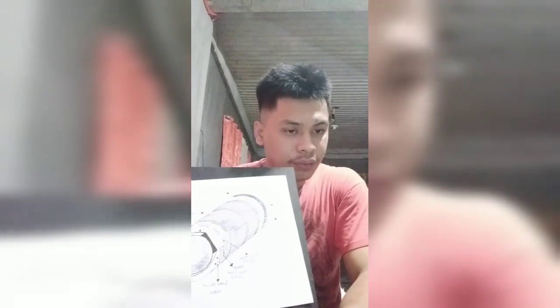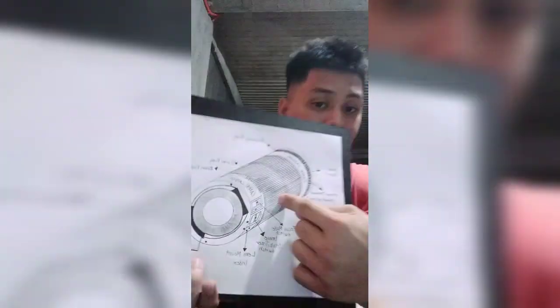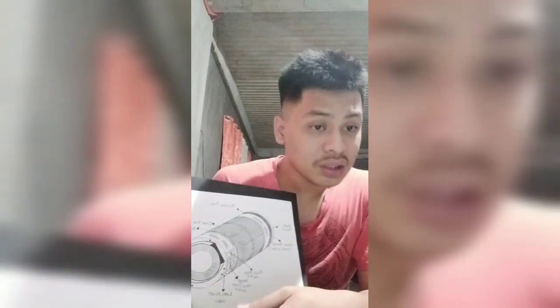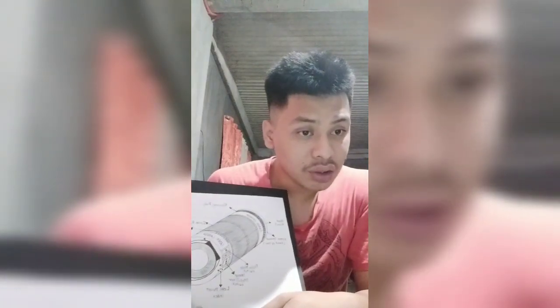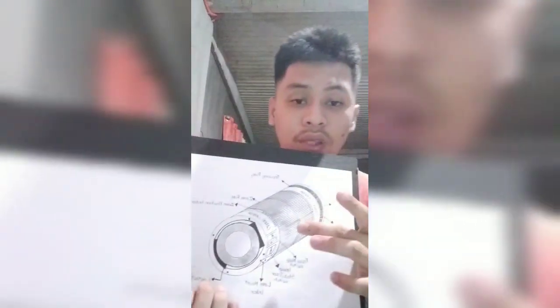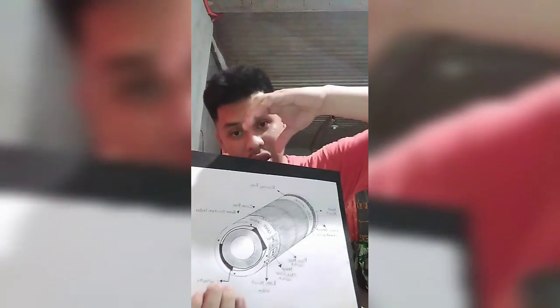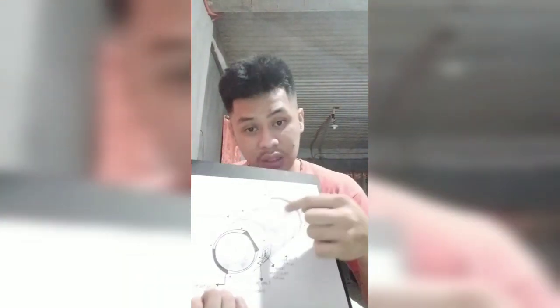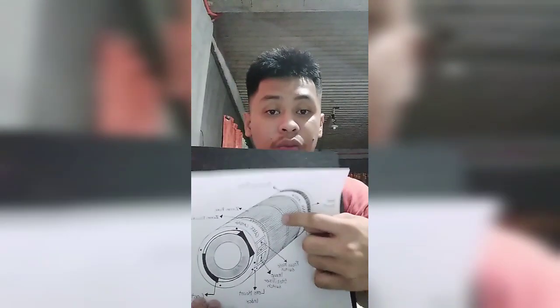So next, we're gonna tackle the zoom ring. This is the zoom ring, as you see. So what is the work of the zoom ring? This is the part that enables you to zoom the lens into the image that you want to capture. Meaning to say, if you rotate this, you can zoom in and zoom out the image that you want to capture. So, that's the work of the zoom ring.